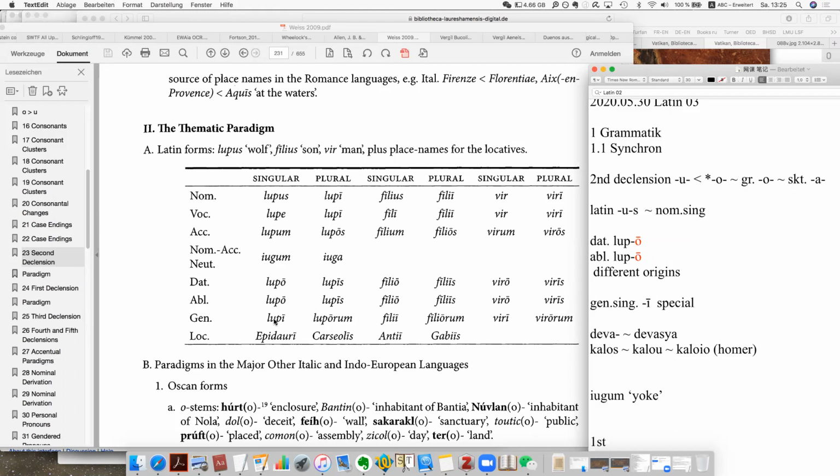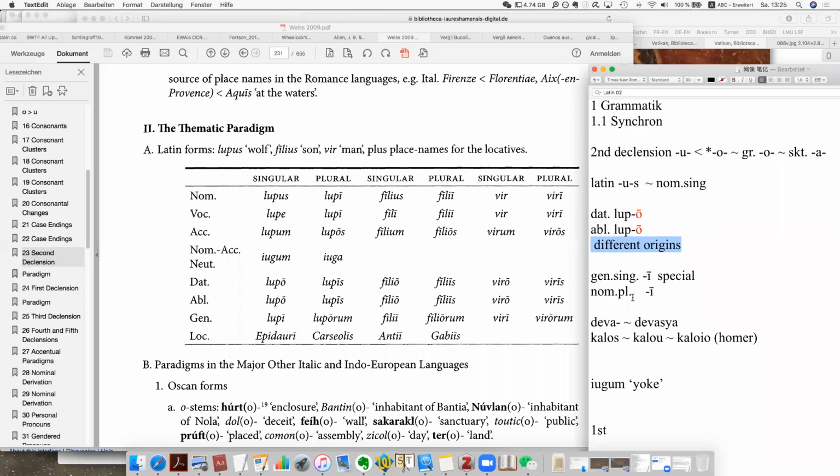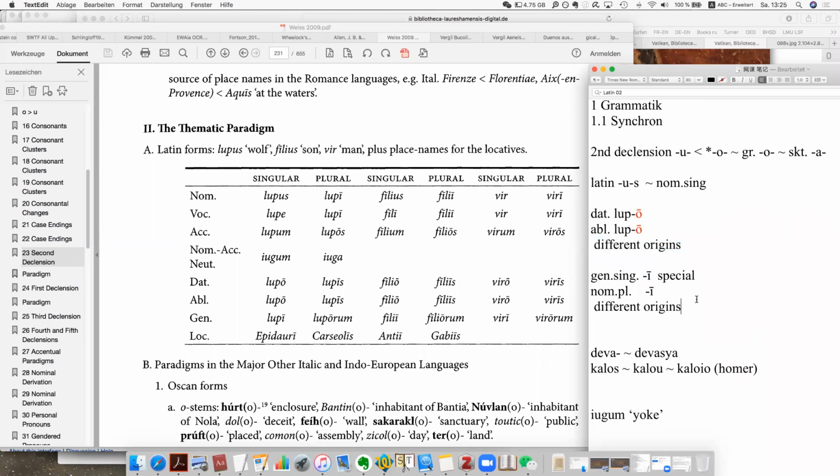Okay. And then we find the plural called lupi. And you see, this is genitive singular, and then this is nominative plural, also in E, right? But again, they are completely different origins. I have to say, it's completely different origins of these two forms.